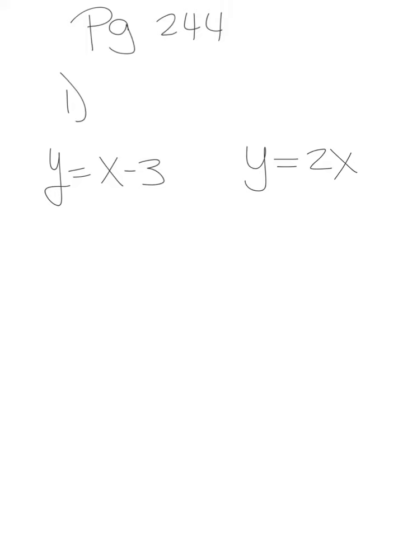We have y equals x minus 3 and y equals 2x. I would encourage you to write them out side by side rather than one on top of the other. I think it makes it a little bit easier. Notice the first equation says y equals x minus 3 and the second equation says y equals 2x. What we're going to do is take the 2x from the second equation and substitute it in where we see the y in the first equation.